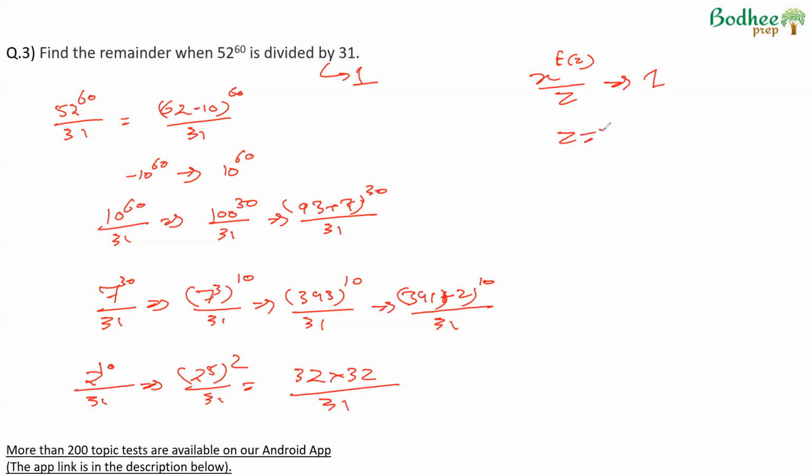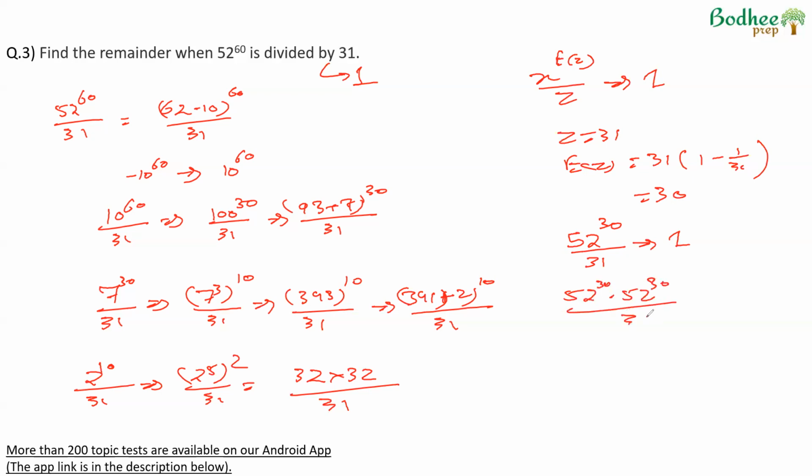Now z here is 31, so Euler number for z will be 31 into 1 minus 1 upon 31. Since it is prime, it will simply be 30. And therefore we can say 52 raised to power 30 divided by 31 will have a remainder of 1. And therefore 52 raised to power 30 into 52 raised to power 30, which is 52 raised to power 60, will also have a remainder of 1. That is the answer. Either of the methods that you think is more intuitive can be followed.